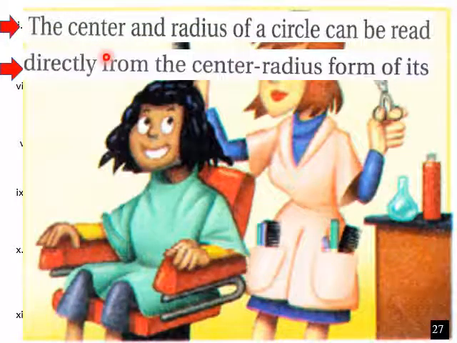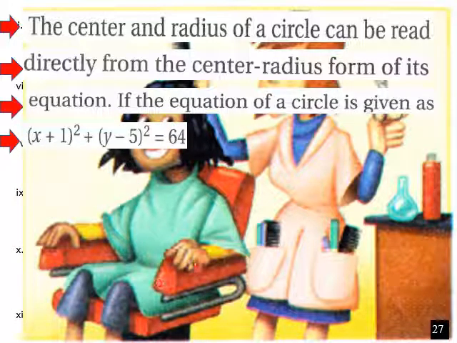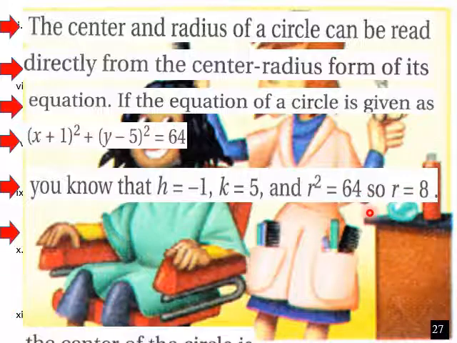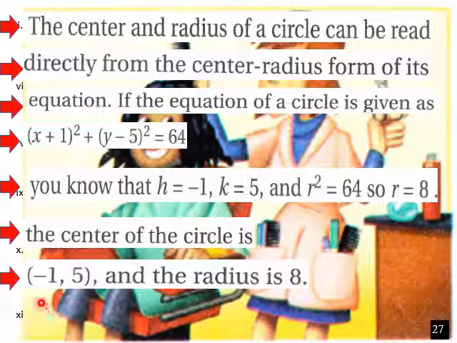The center and radius of a circle can be read directly from the center radius form of its equation. If the equation of a circle is given as (x plus 1) squared plus (y minus 5) squared equals 64, you know that h equals negative 1, the negative of this, and k equals the negative of negative 5, which is 5, and r squared equals 64. So the center of the circle is (negative 1, 5), and the radius would be 8 in that situation.